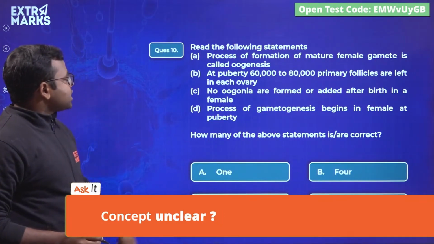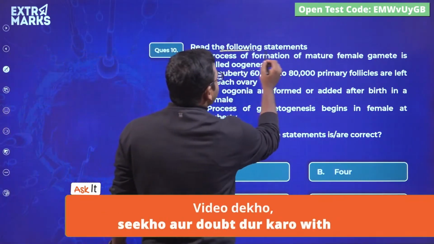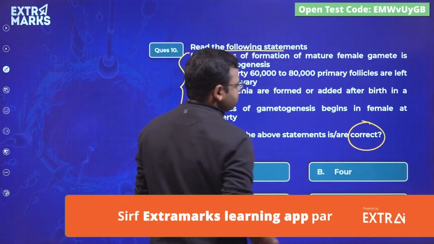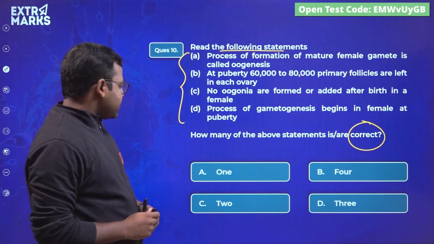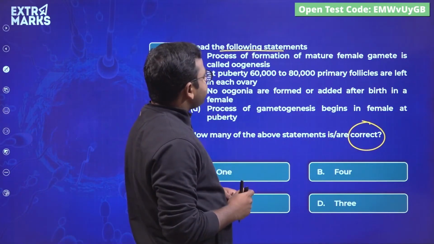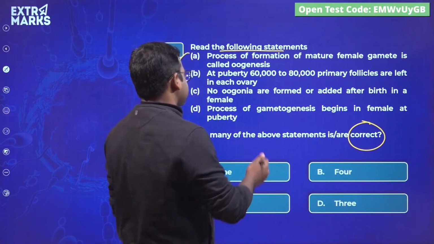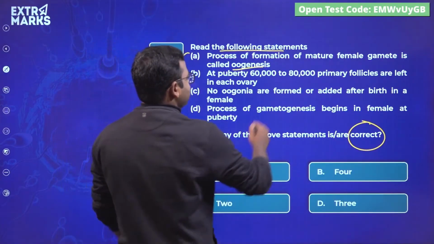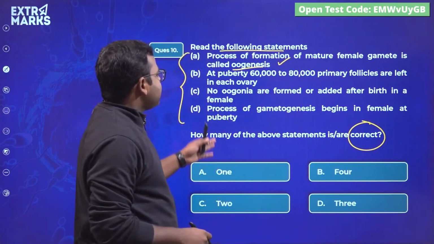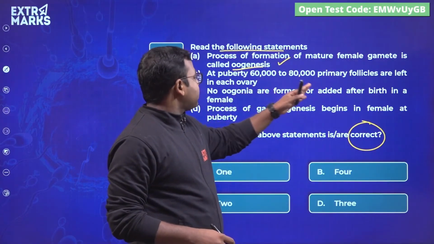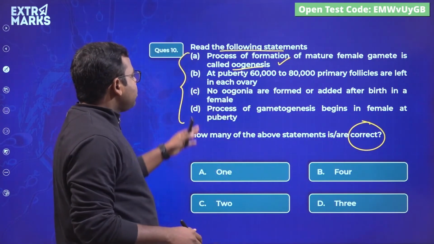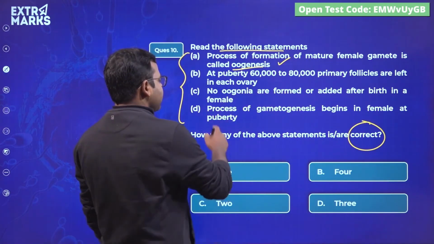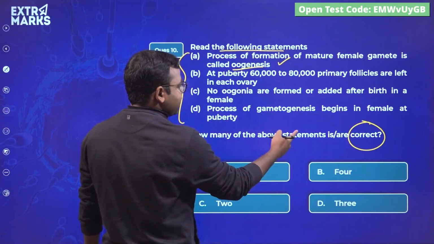Moving ahead now, you can see question number 10. Read the following statements. These are the statements, and then it is asked how many statements are correct. Now you all can see here, champions, the process of formation of mature female gamete is called oogenesis, okay. This is correct only, yes. Then at puberty, 60 to 80 thousand primary follicles are left in each ovary, okay. No oogonia are formed or added after birth in a female, okay. And the process of gametogenesis begins in female at puberty.